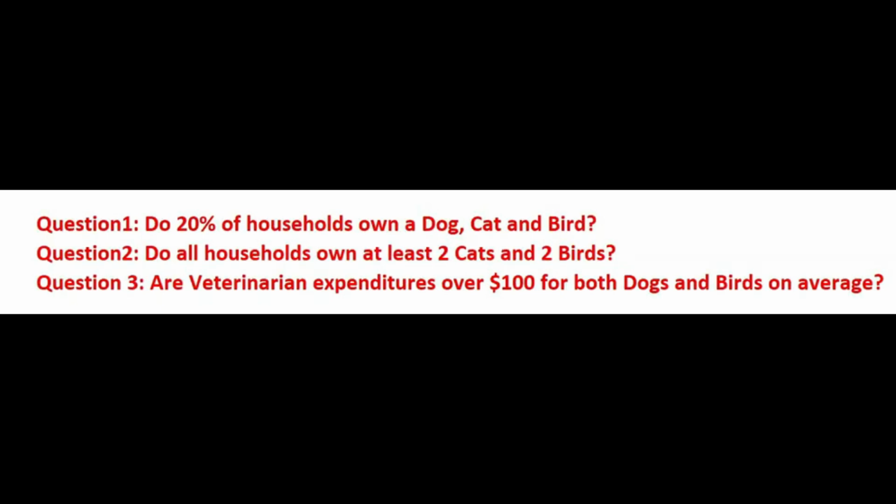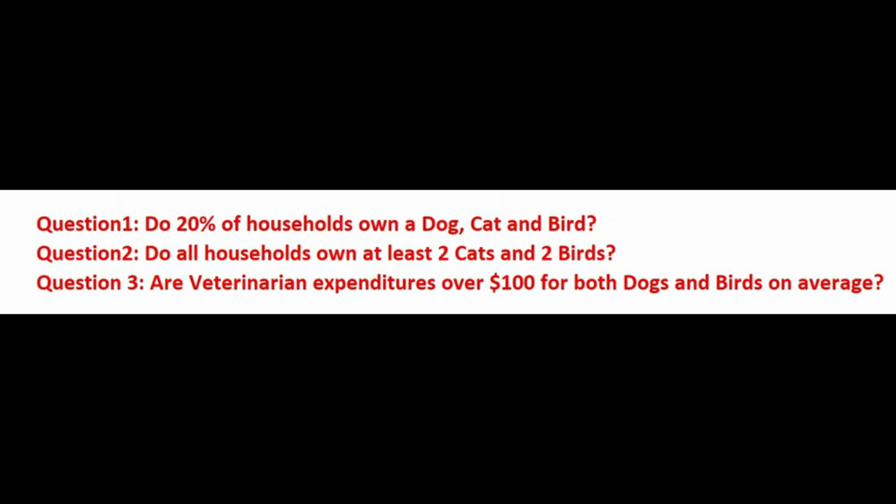Question 1. Do 20% of households own a dog, cat, and bird? Question 2. Do all households own at least 2 cats and 2 birds? Question 3. Are veterinarian expenditures over $100 for both dogs and birds on average?